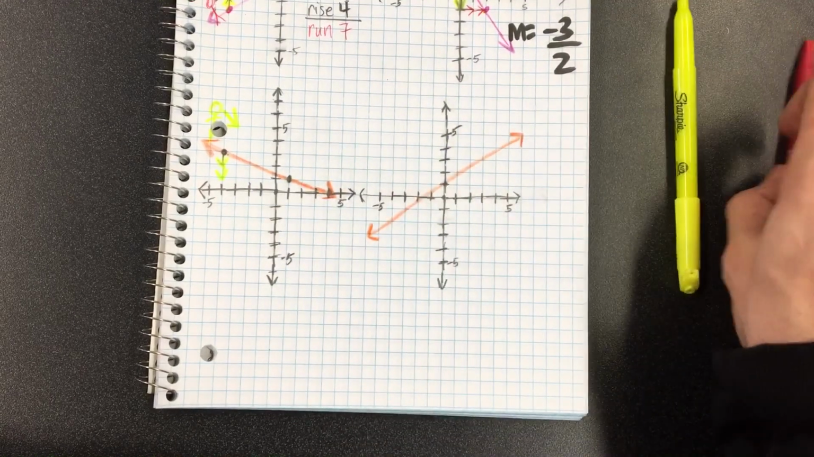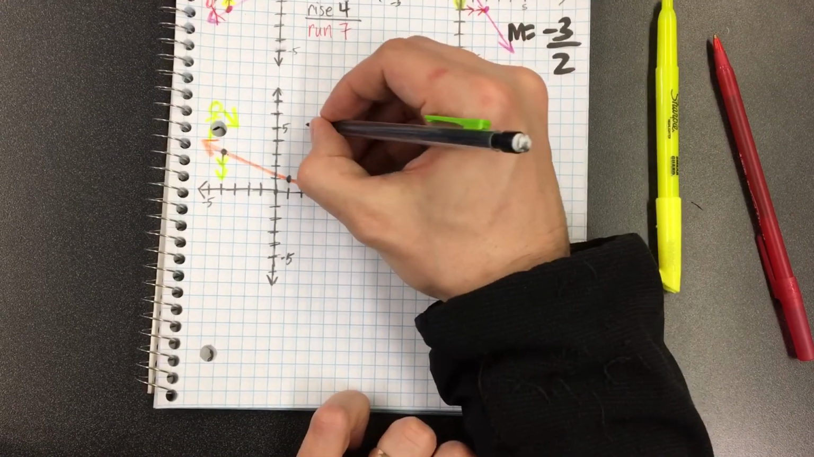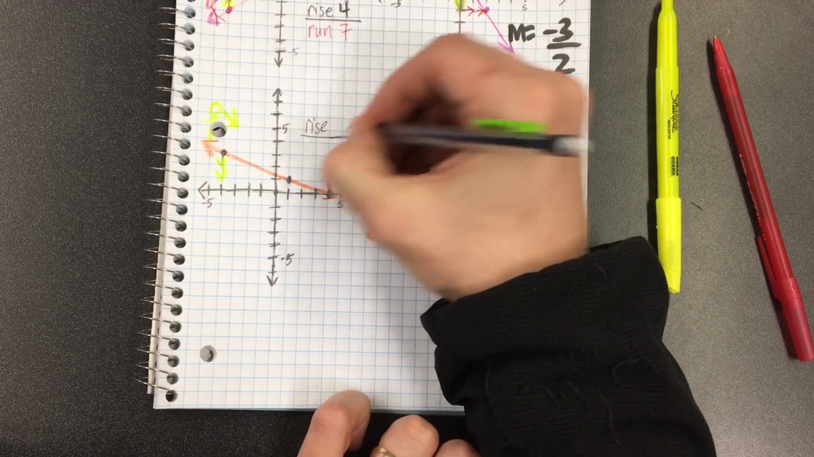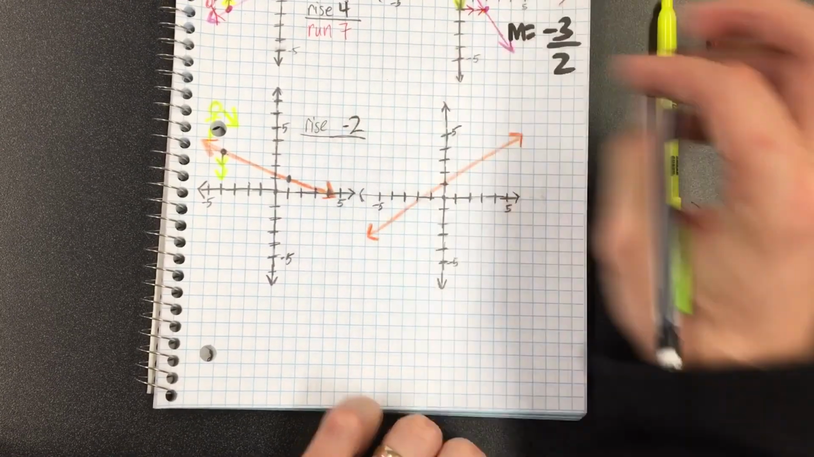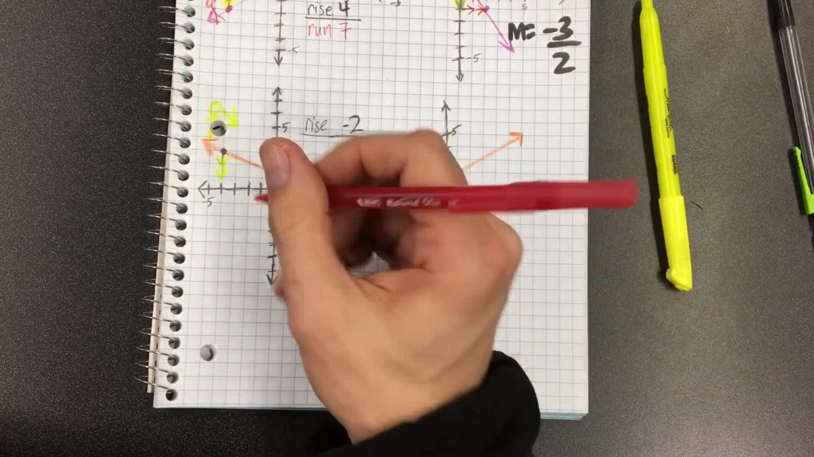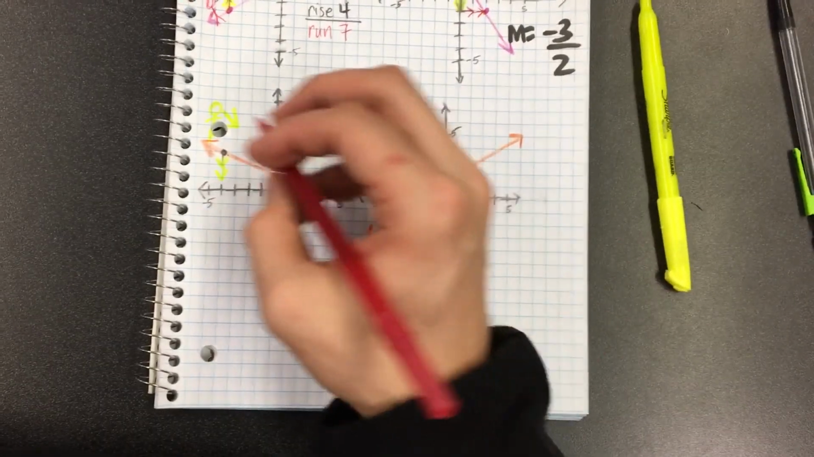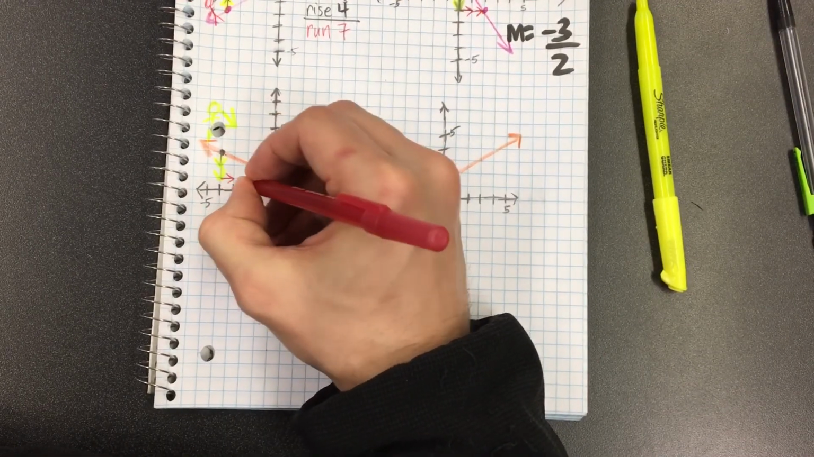So down 2. So my rise is not actually a rise at all because I went down. So that's a clue that it has to be negative. So I'm going down 2. And then I'm going, oh my goodness, I'm so sorry. Keep interrupting me.